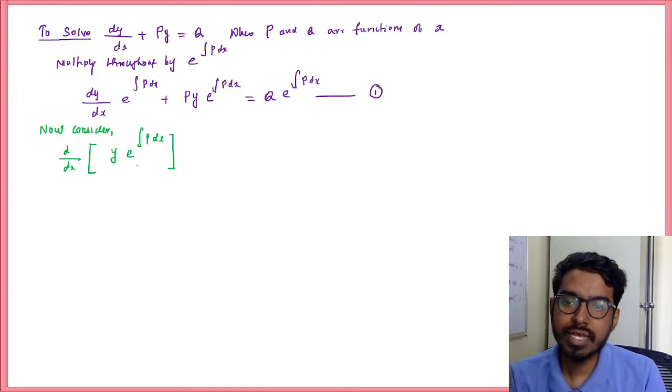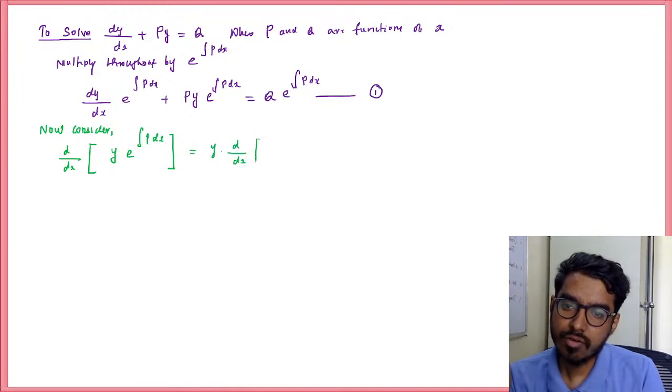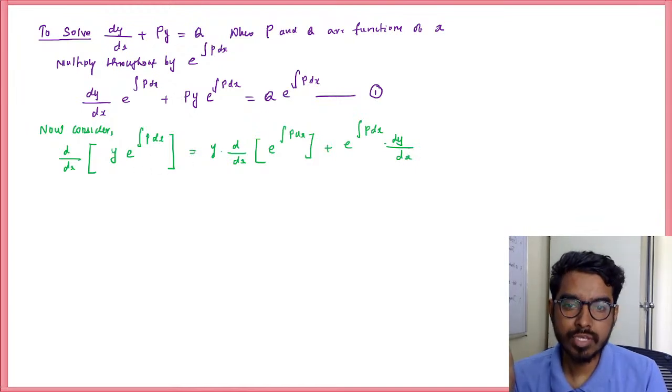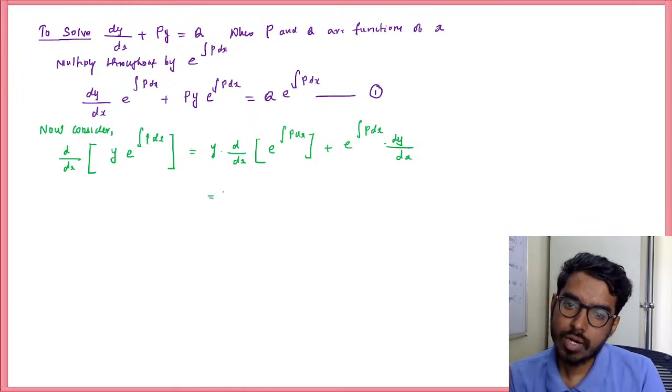So u into v dash plus v into u dash. So y into d by dx of e power integration of P dx, plus we will keep e power integral P dx constant, and this will be dy by dx. So u into v dash plus v into u dash. Now what about this value?